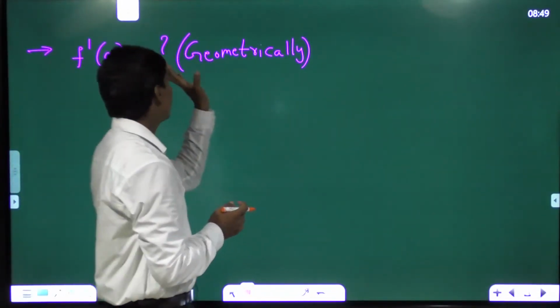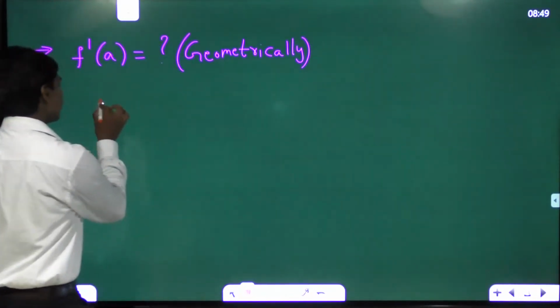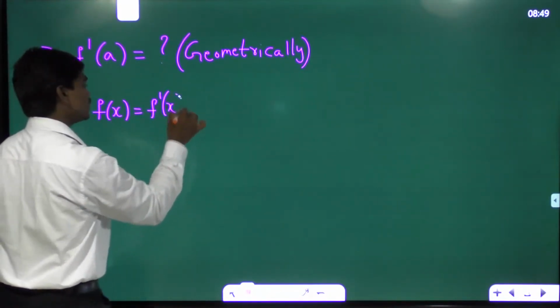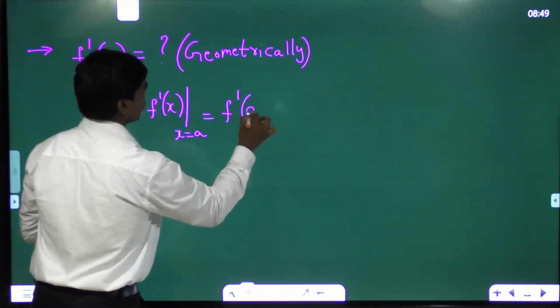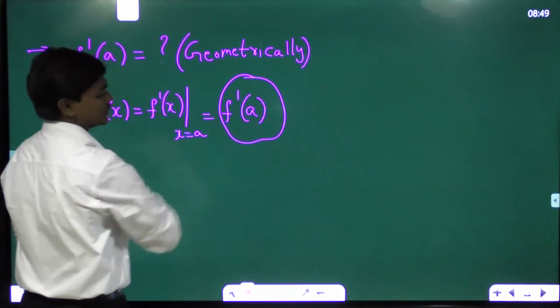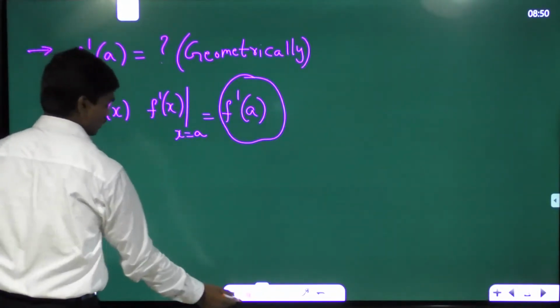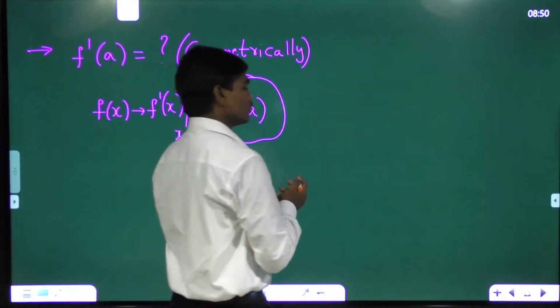Thank you. Now, what does this f dash of a geometrically denote? Now, for any function f of x, we'll find the derivative, then we'll put the value x is equal to a and we'll get f dash of a. Now what this f dash of a geometrically cites us, okay? Once we have this f of x, we'll get this f dash of x at any point and f dash of a. Now what's the meaning of this?